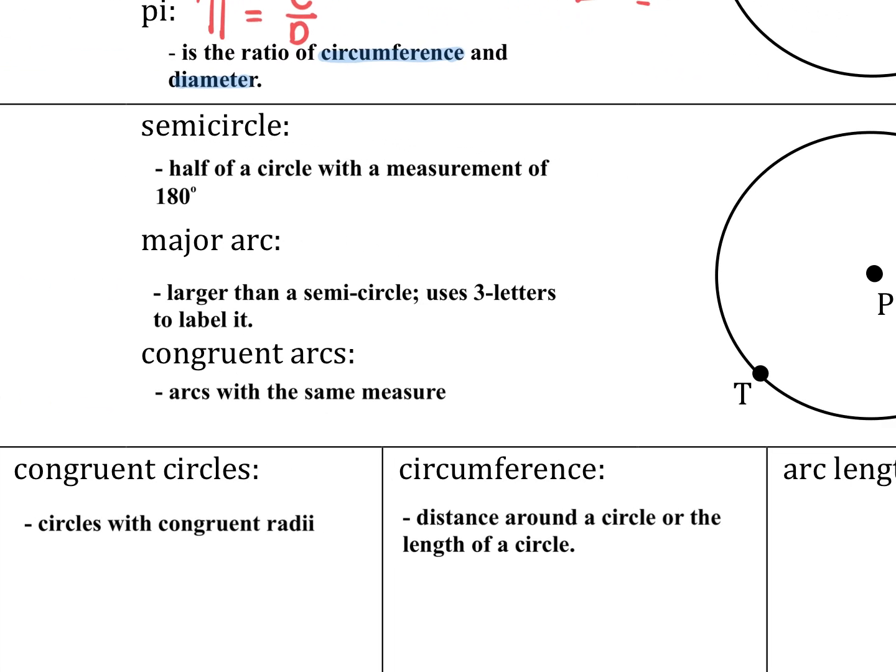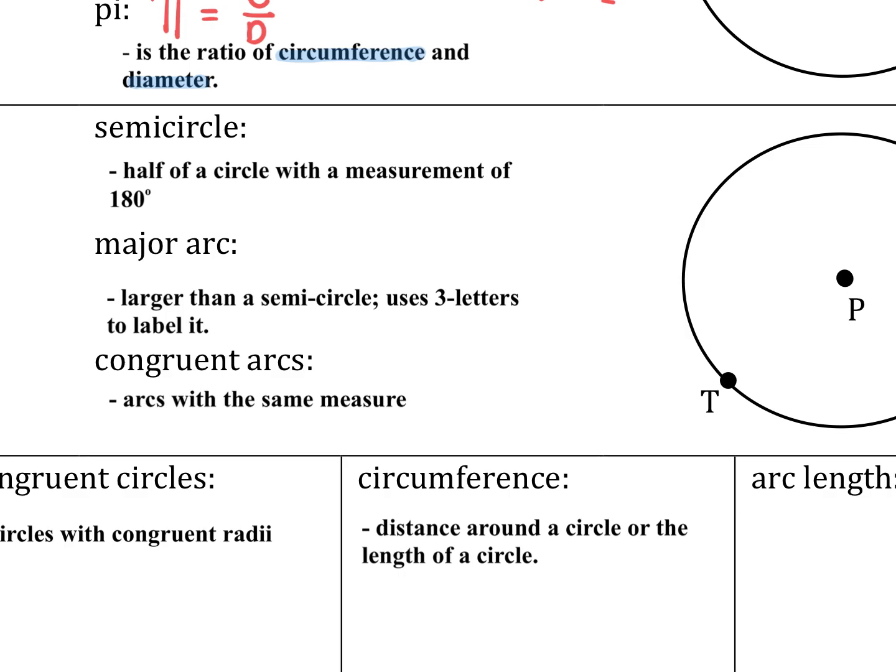The other word is semicircle. A semicircle is half of the measurement of 360, which is 180. That's going to give you a half circle. A major arc is larger than a semicircle, and they normally use 3 letters to label it. Congruent arcs are arcs with the same measure.